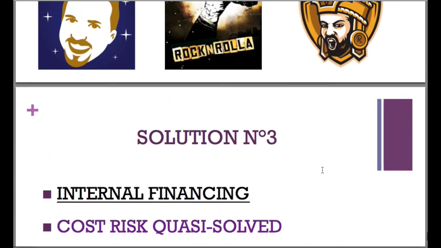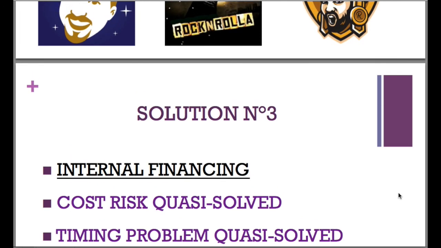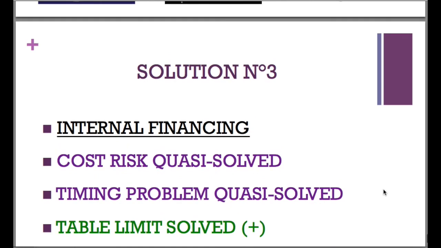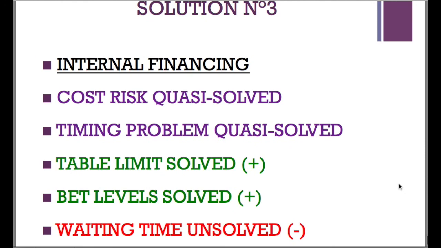So with solution number three, the internal financing system, the cost risk is quasi solved. You almost solved the cost risk. The timing problem is also quasi solved, not completely solved. Whether it's 17 or 18, there's a timing problem, you lose. But you will get away with it many times. The table limit is solved, and the bet levels problem is also solved. There's no problem. The waiting time, of course, remains unsolved. You still need to wait. Also with this system, you need to wait till zero green hits. You cannot speed up the process.